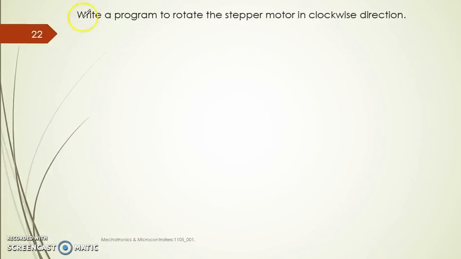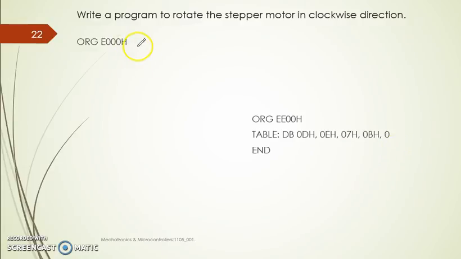Let us take an example. Write a program to rotate the stepper motor in clockwise direction. So first let us store the hex equivalent codes as a lookup table over here. ORG E000H. Let us move the starting address of the table to DPTR, and since I have to send every code one at a time, I will use a subroutine.